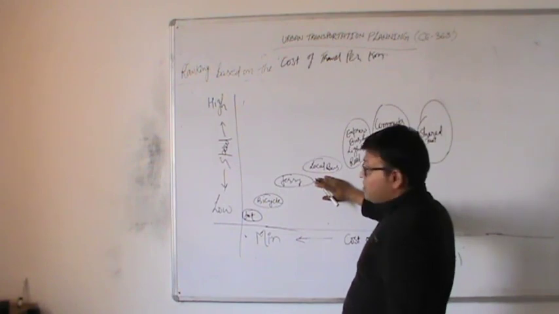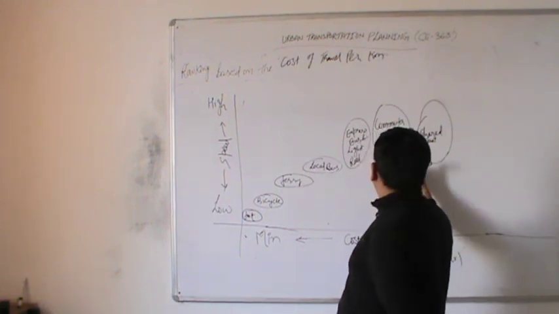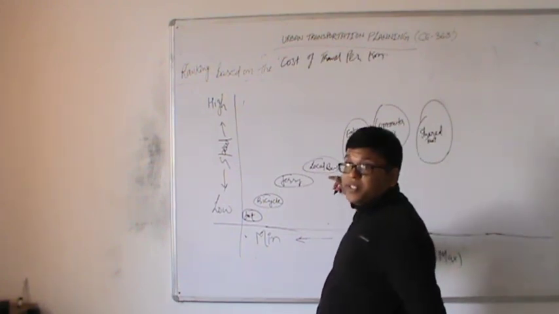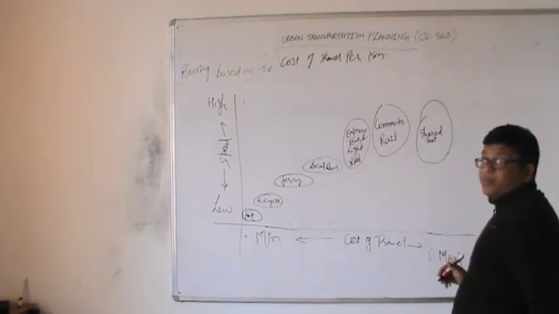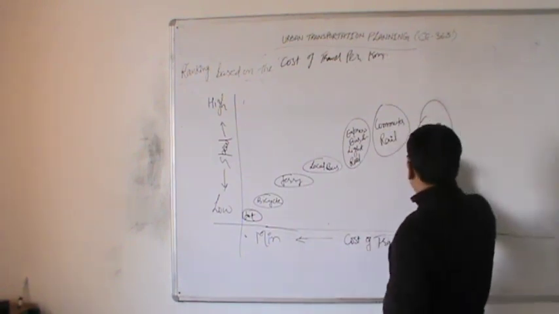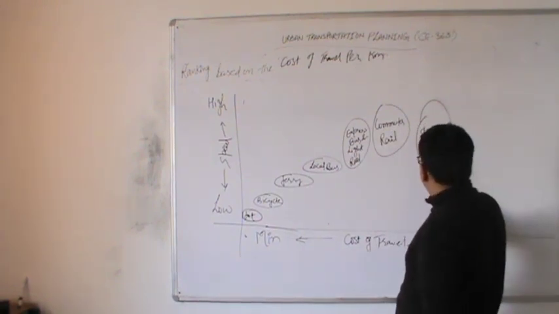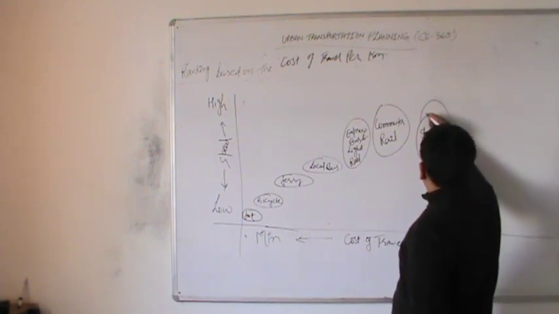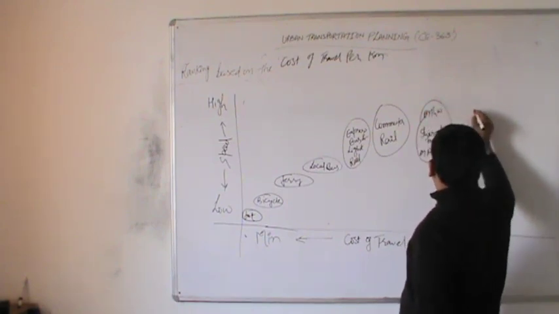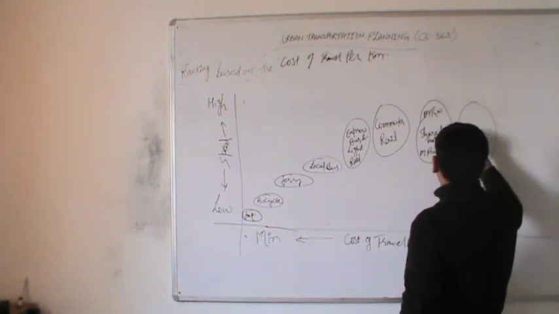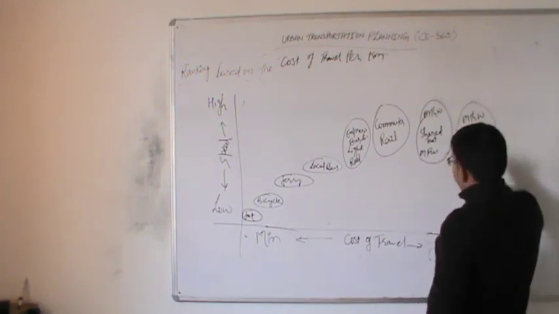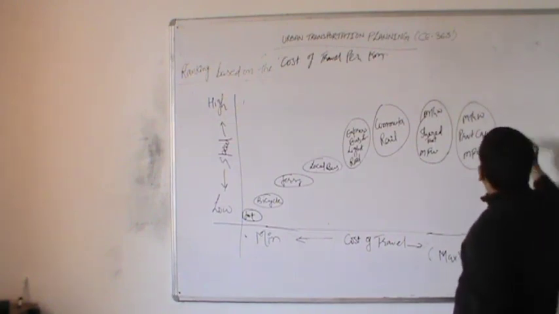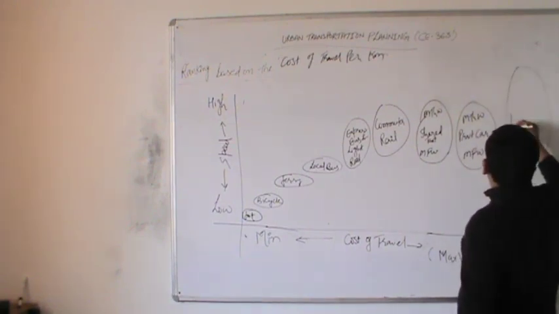Similarly, we can say that local bus requires most cost of travel as compared to the shared taxi, but here this cost will be shared by the 52 people travelling in that bus, but here this cost of travel will be shared by 2 or 3 people only, and hence it will require more cost of travel. Motorized 4 wheeler and motorized 3 wheeler. Then the highest will be the personal car.